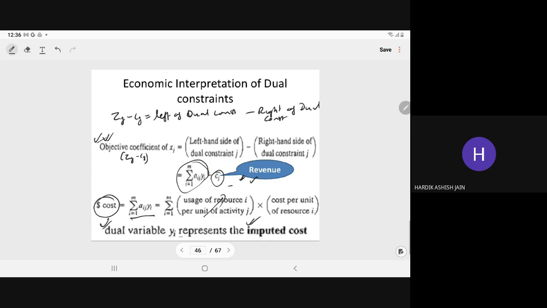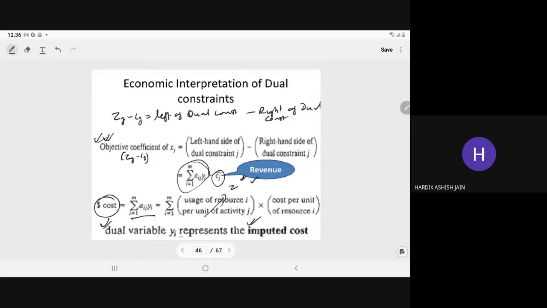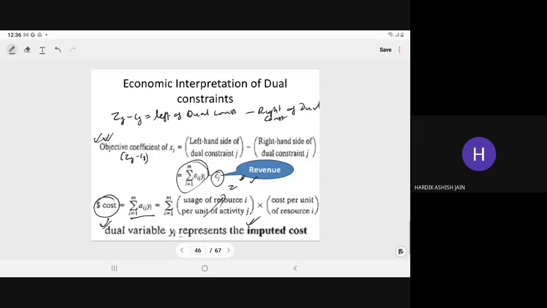By the dual we have the aij into yj minus Cj, and Cj you know that it is the unit profit, or you can say it is the money. So this should also be the money. So here we have the yi, aij yj, and aij is what?